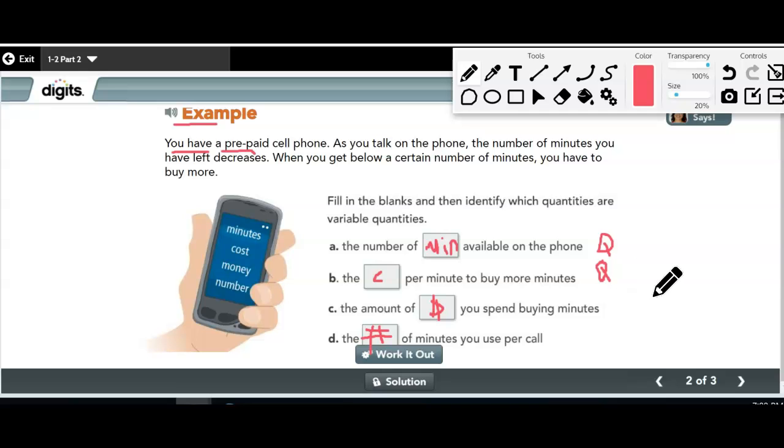C is the amount of money you spend buying minutes. Okay? We're going to count this as a quantity because once you go to the store and buy them, you bought that amount. You can measure how much money that you've spent buying minutes.